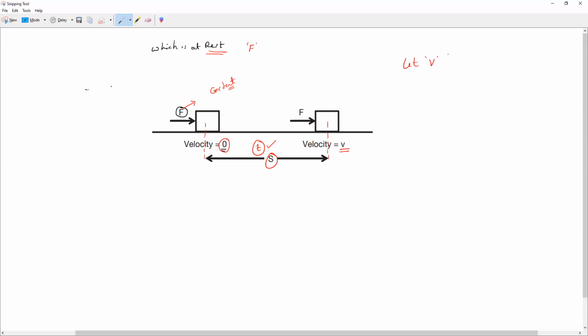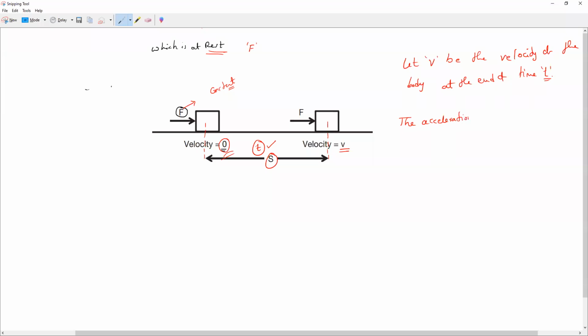Let v be the velocity of the body at the end of time t. At the end of what? Time t. Now, initial velocity is 0, final velocity is v. Now we all know the acceleration produced in the body. How much? It is v minus u by t.